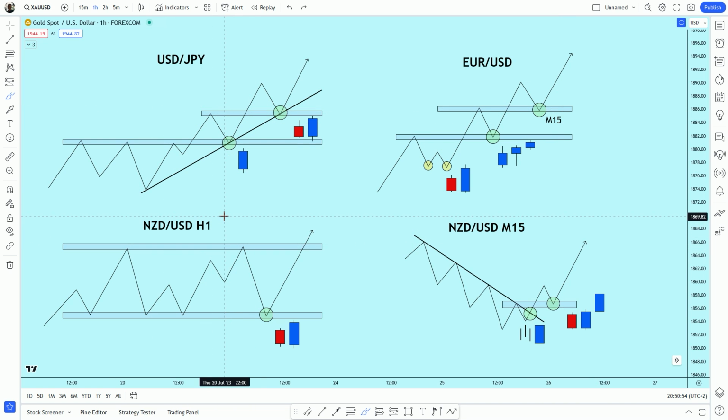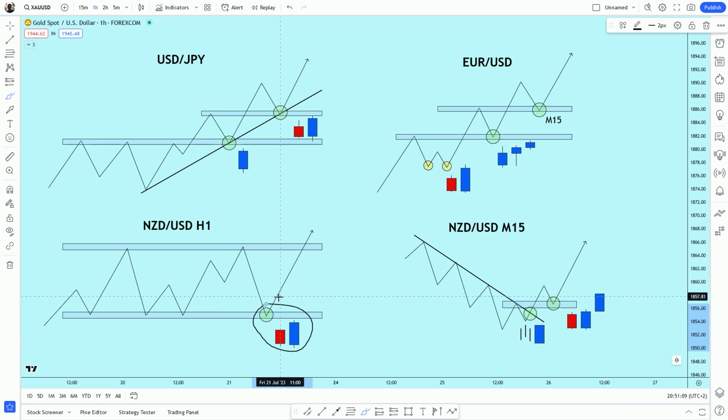On New Zealand US dollar we had a consolidation on 1 hour time frame. Price confirmed the support zone with a bullish engulfing candlestick pattern, but because this is a consolidation we need additional reason to buy, and we found it on a lower time frame, 15 minute. On this time frame we can see lower highs and lower lows formation. Price then formed multiple bullish wick rejections followed with a massive bullish candlestick.